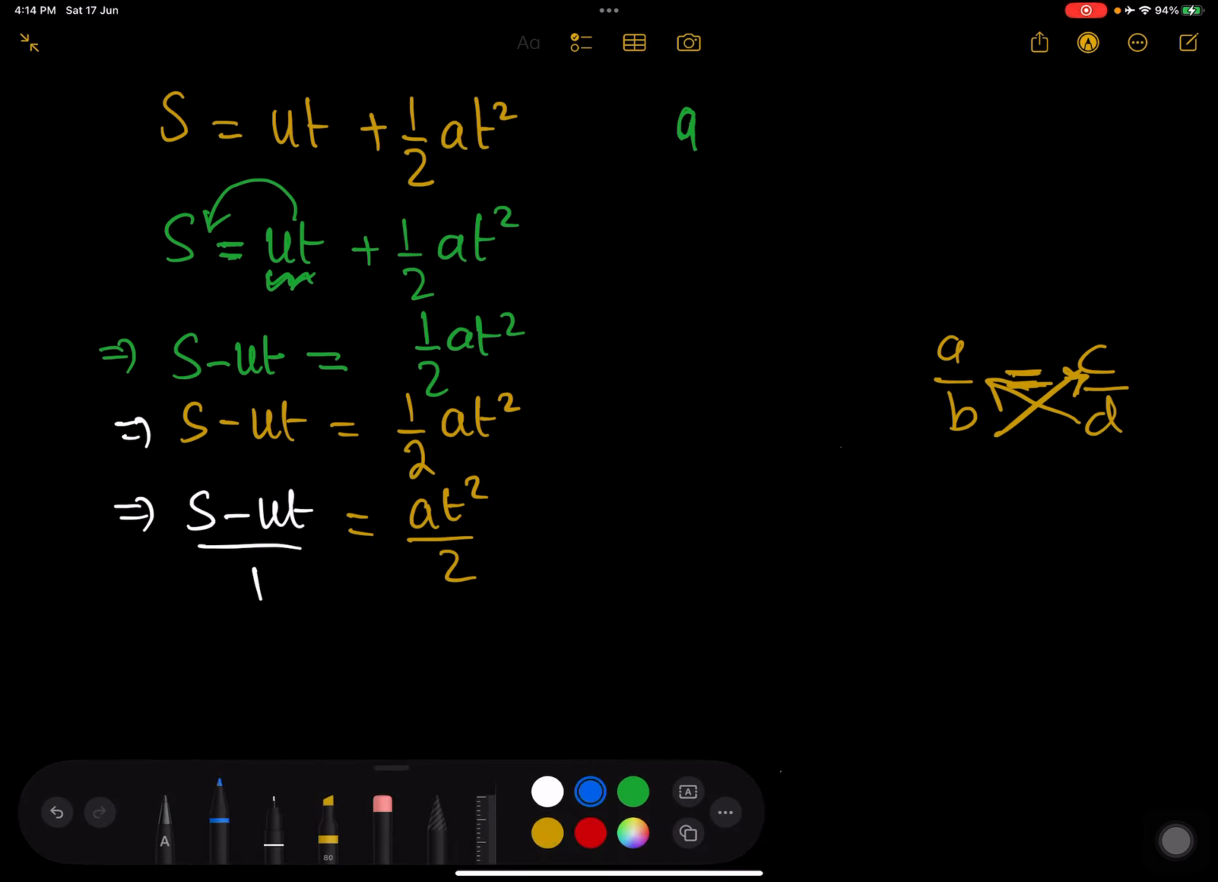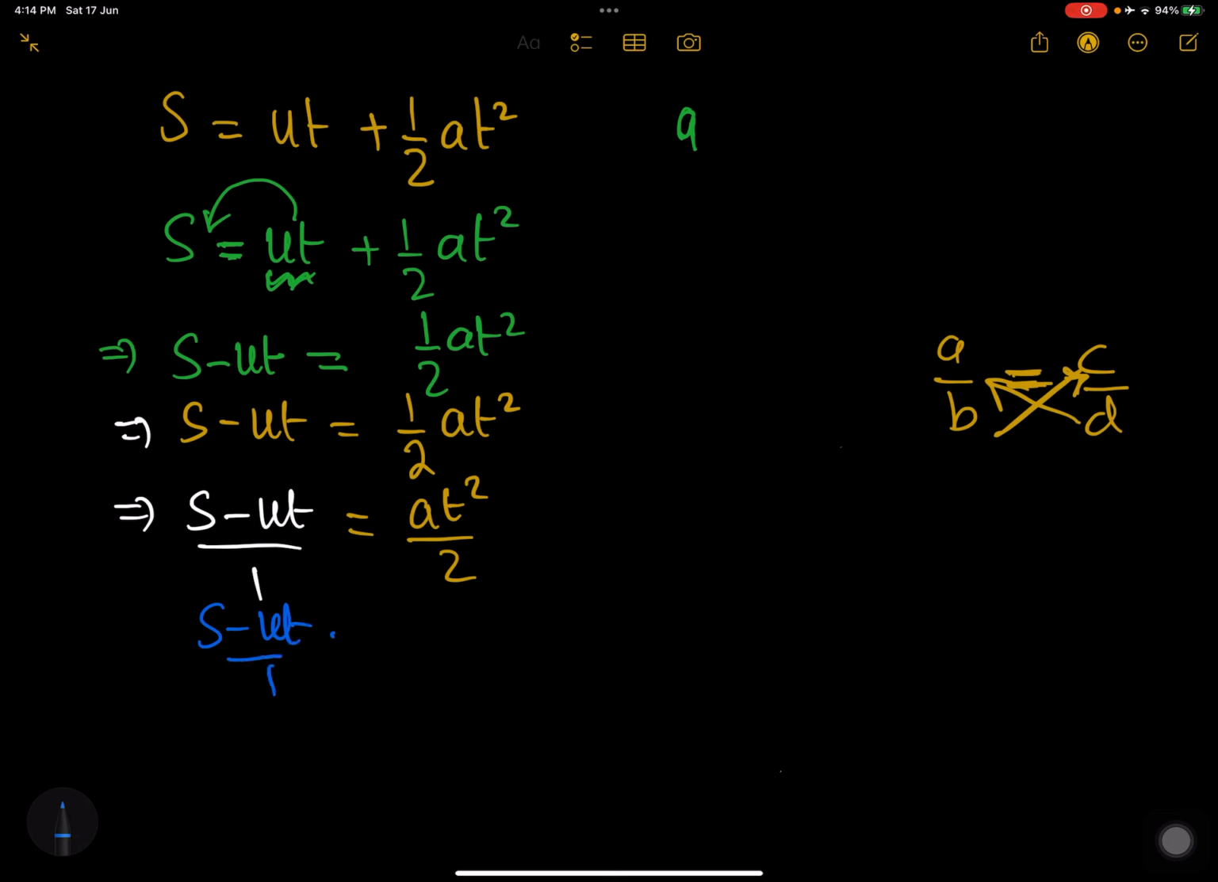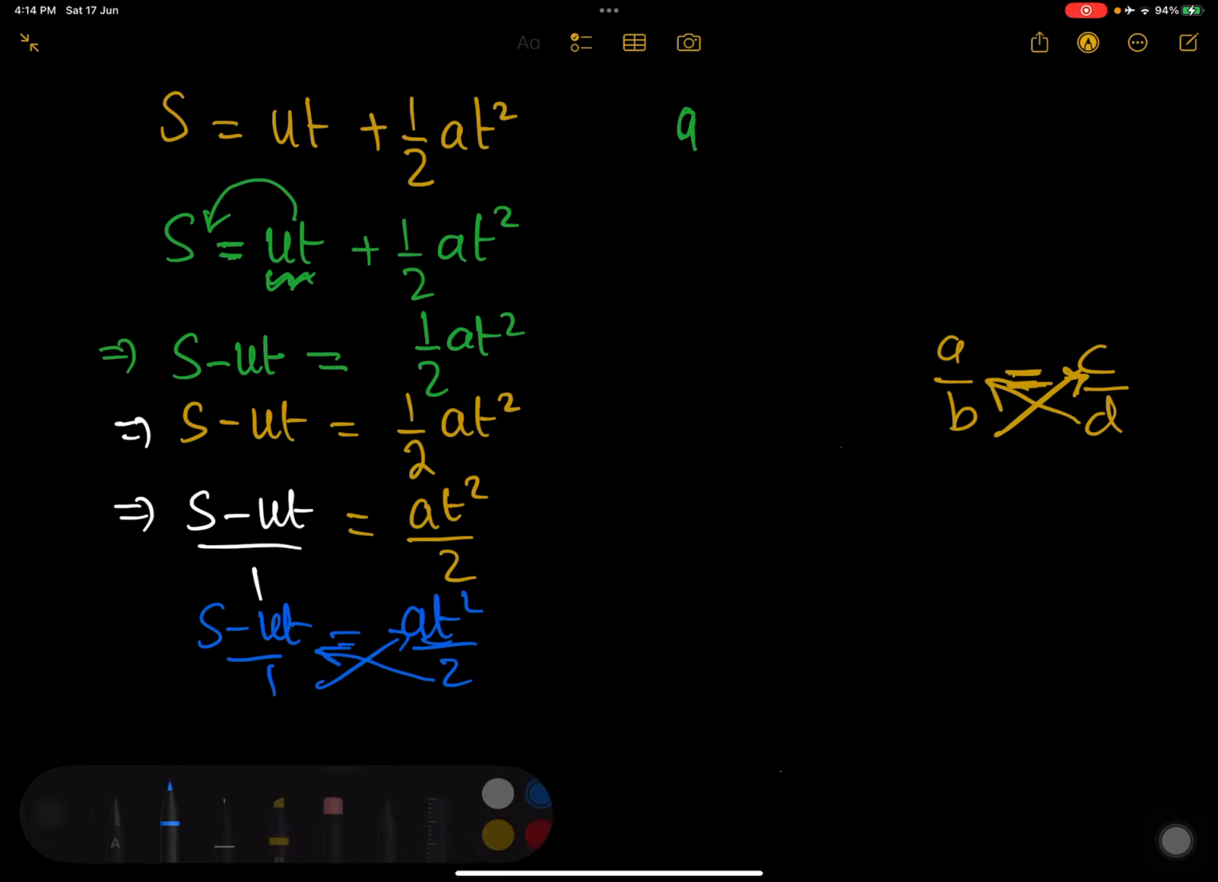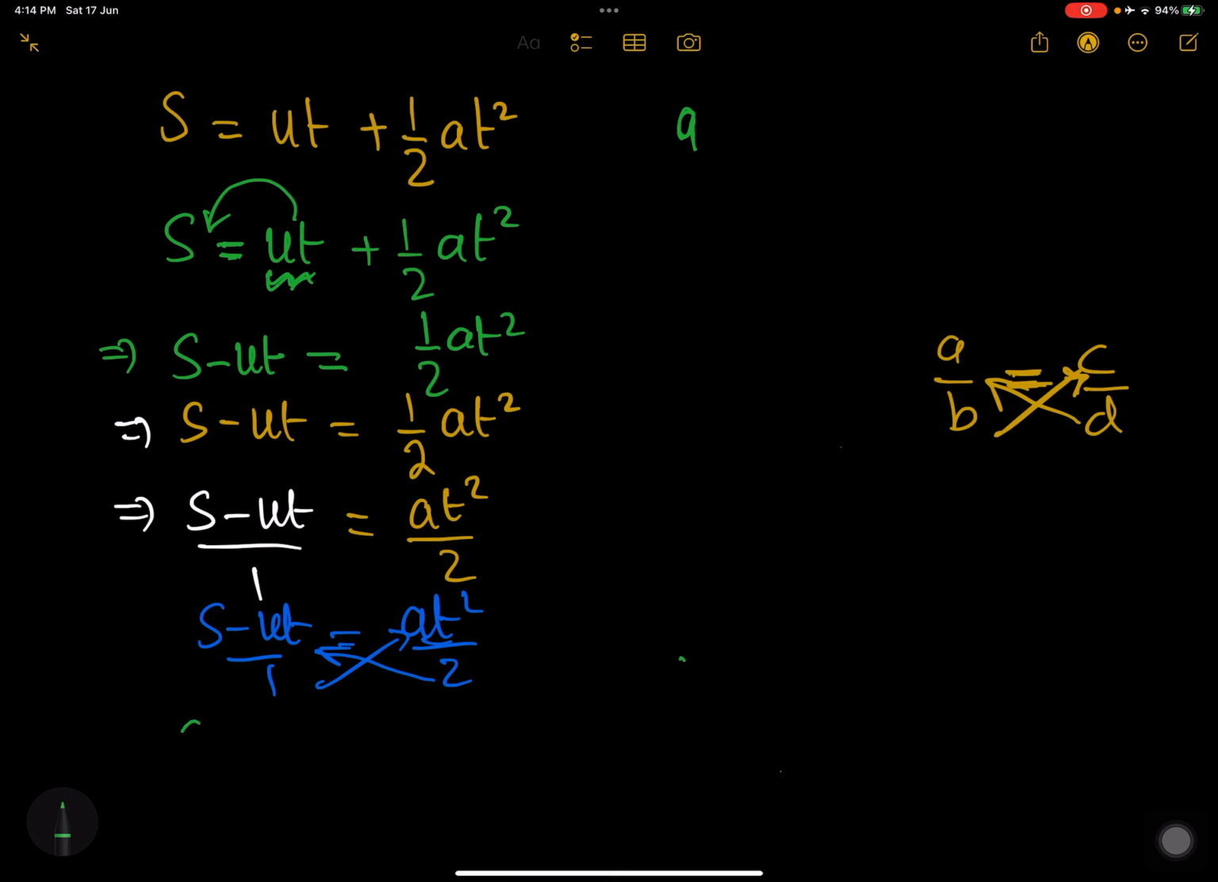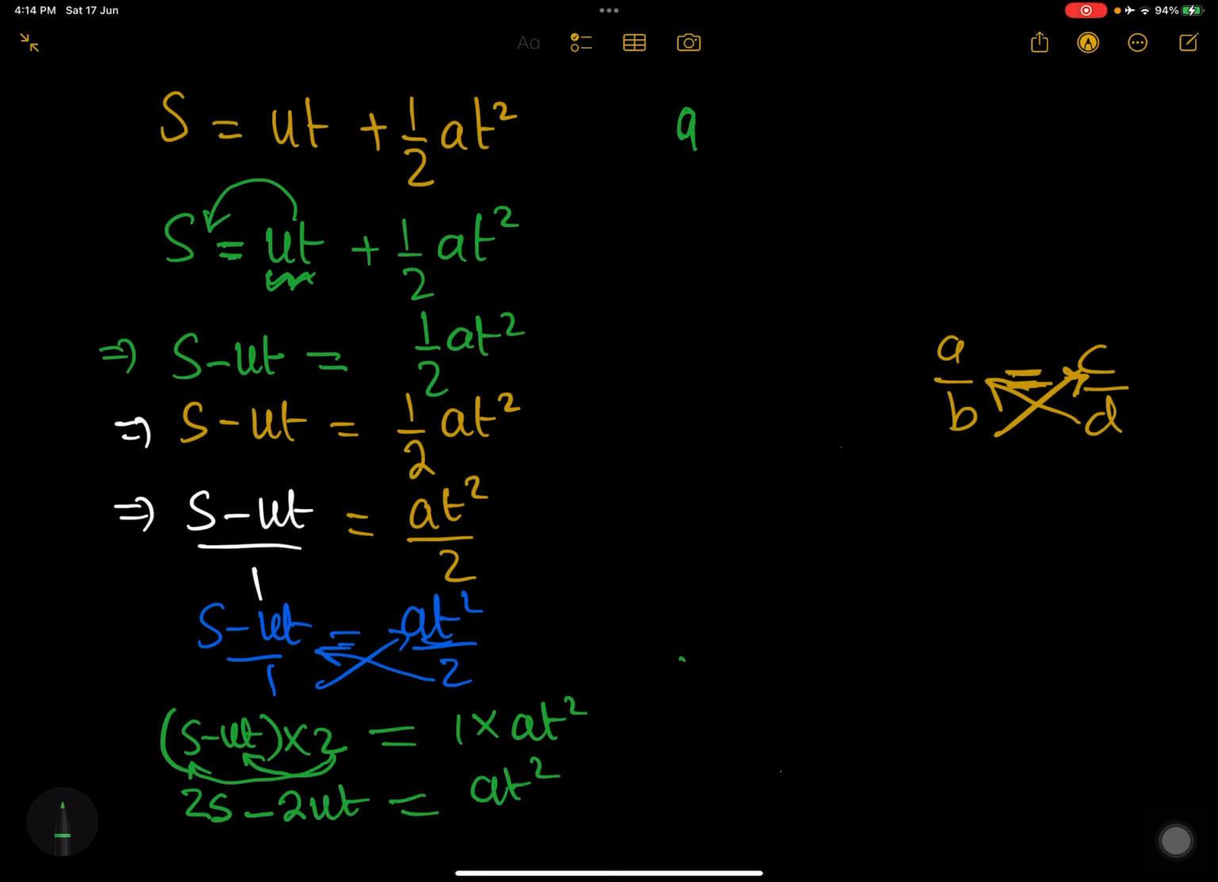In cross multiplying, we have s minus ut over 1 equal to at squared over 2. This is going to multiply that, and that is going to multiply that. So the first thing we're going to do is s minus ut multiply 2, and it's equal to 1 multiplied by at squared. Now this 2 is going to multiply this. We get 2s minus 2ut is equal to at squared.